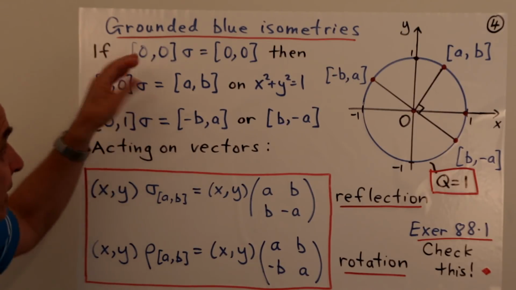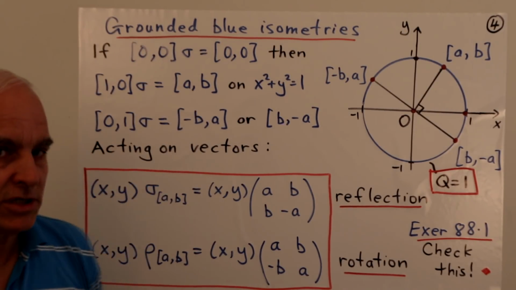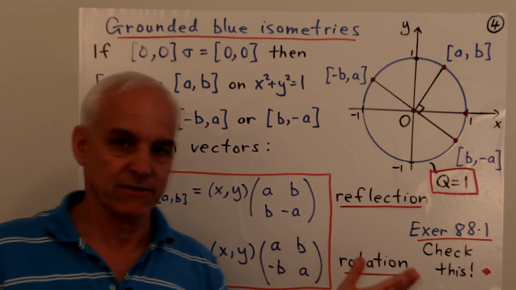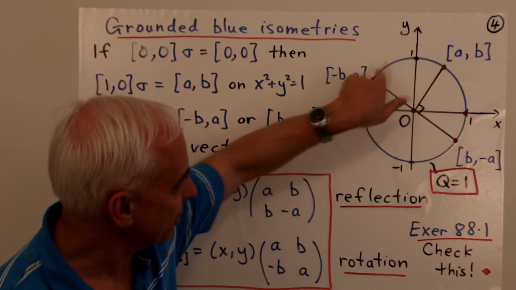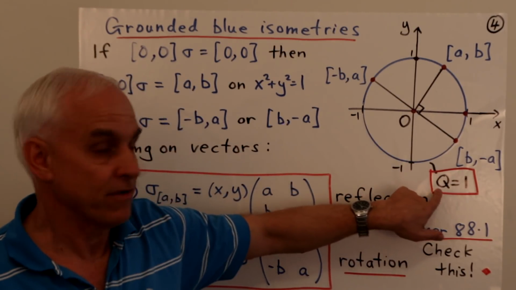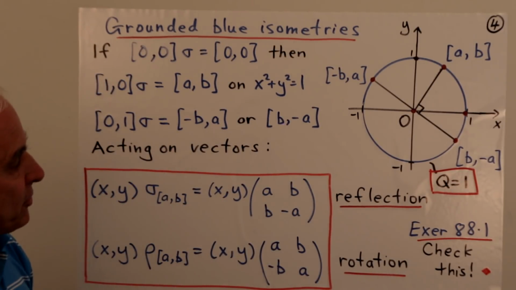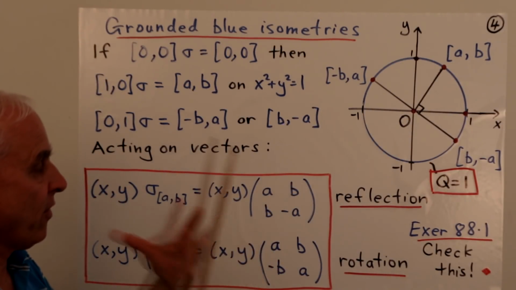Okay, so let's start with the blue situation, so familiar, and we're going to talk about grounded blue isometries. We want to know what are the possibilities for grounded blue isometries. So here's our plane. There's the unit circle where the points or vectors have quadrance 1. And we're interested in what kind of transformations could we have that preserve quadrance.